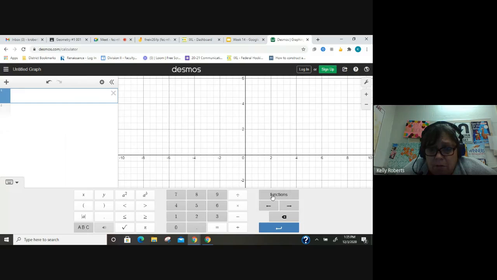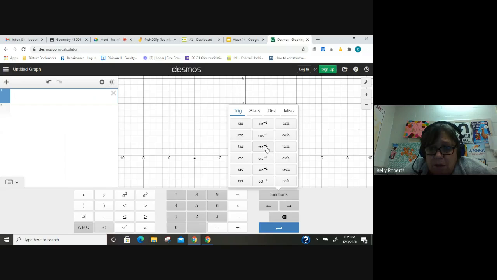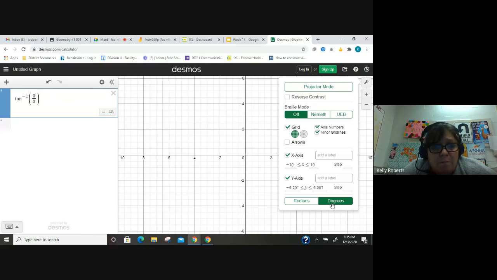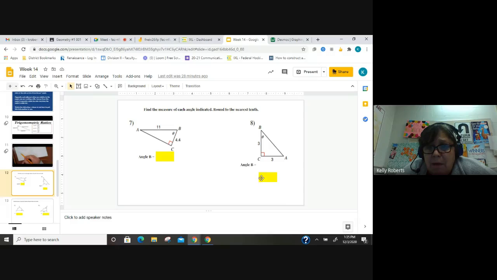So I go to functions, say tangent inverse, and it's 3 over 3. So the angle is 45 degrees. Just might want to check real quick. Yep, still in degrees. So it's 45 degrees. So I go back and my answer would be 45 degrees.